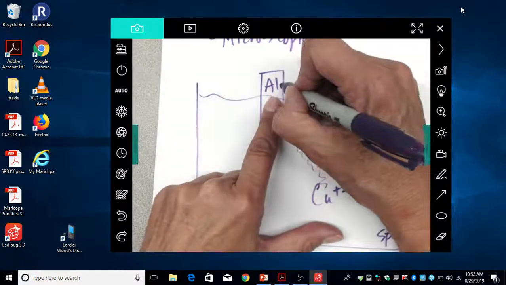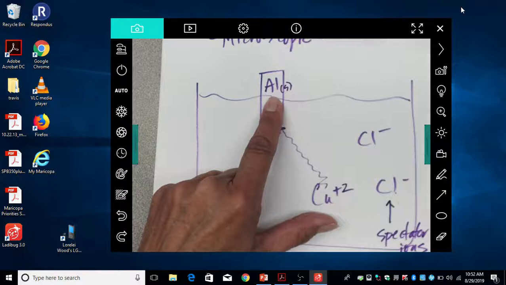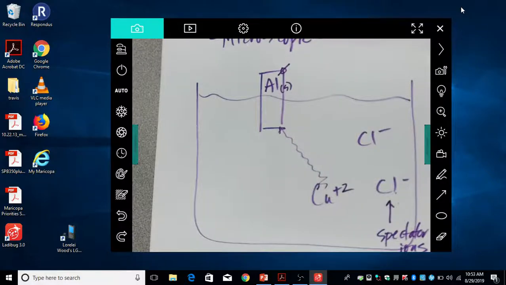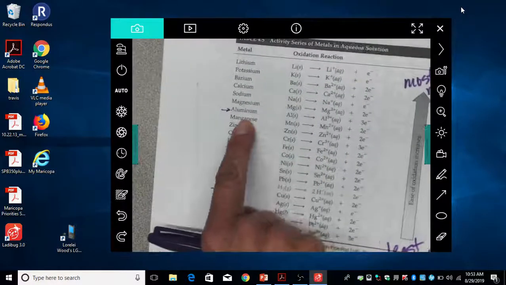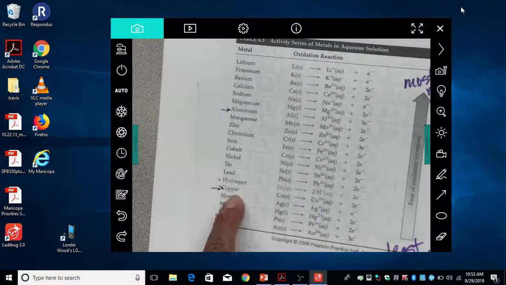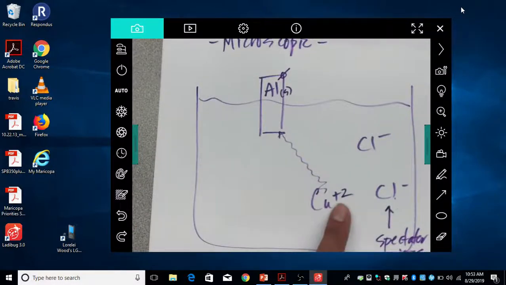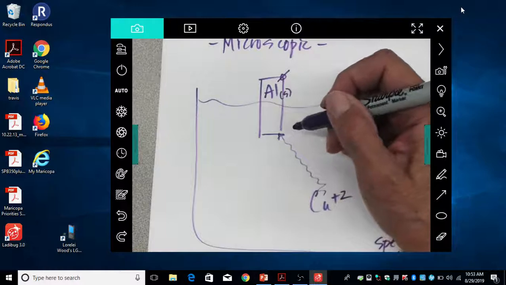Aluminum in its ground state as a solid metal, what do the charges of all ground state elements have? 0. So there's no charge there. So aluminum has all of the electrons it was born with. Well, because aluminum is much more likely to give up its electrons than copper, when copper floats up next to aluminum, it goes, hey, aluminum, I'm missing some electrons. You got any spare? And aluminum says, sure, you can have some. And so there's actually an exchange of electrons.